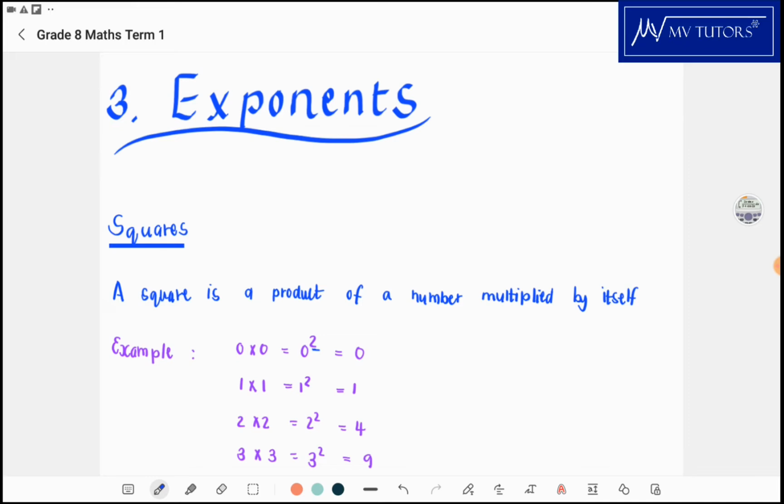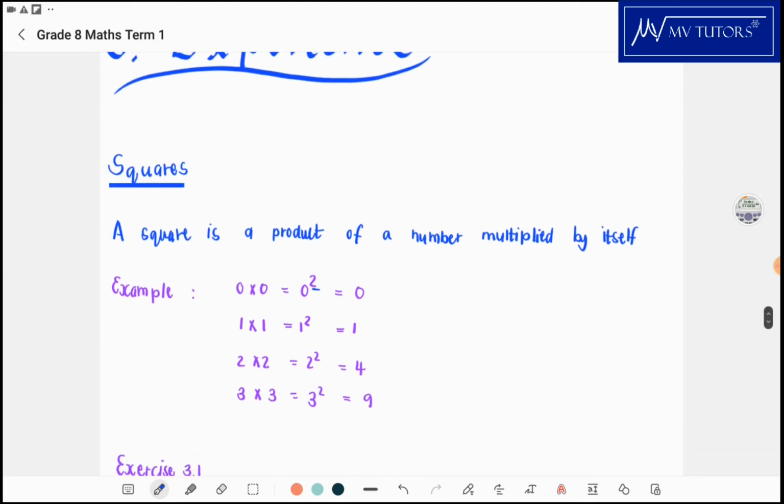Then we get to 1. If we have 1 times 1, it's the same as saying 1 squared, and we know that 1 times 1 is just 1. Remember when we did those properties of 0 and 1? That's where it comes from. Now, what about 2 times 2? That is 2 squared, which is equal to 4. Then 3 squared is equal to 9, and that's 3 times 3. So that is a square.